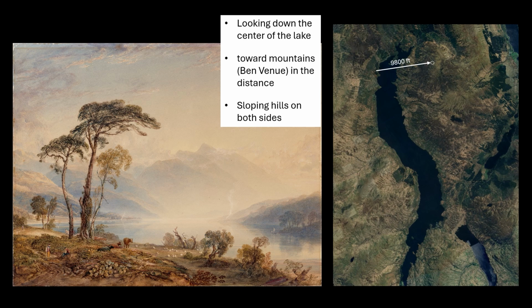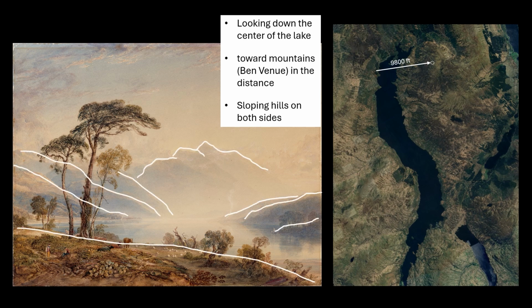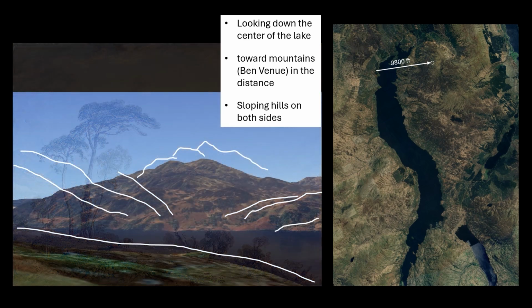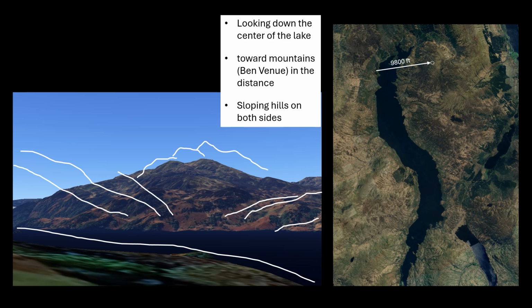Now, this is not the correct location, and let me show you why. I'm going to try to align a Google Earth image from this location with the watercolor. I've outlined the landforms on the watercolor so we can make a better assessment of the alignment, and you can see there is no alignment. Nothing aligns. And this is because, other than the fact that we're looking toward Benvenue, it doesn't fit the description.